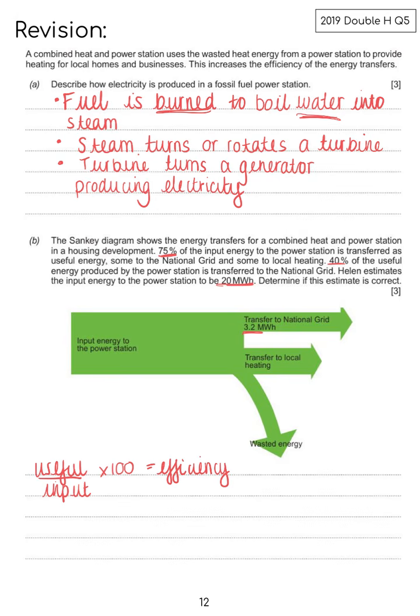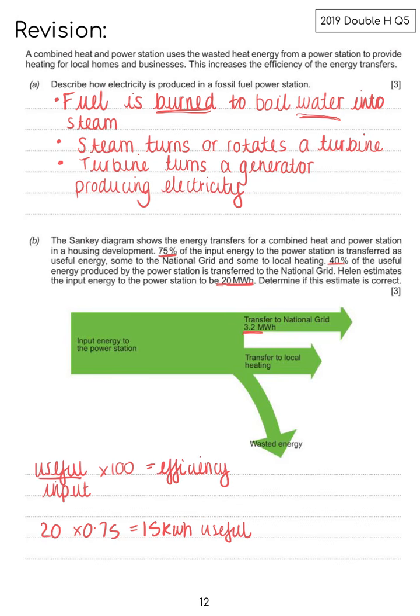So I'm going to start with what Helen thinks it is, work through to the answer and see if I get an answer of 3.2. If I don't, she must be wrong. So I'm going to start with my 20 megawatt hours, and it says 75% is transferred as useful energy. So I'm going to times it by 0.75, which is the same as timesing it by 75 and then dividing it by 100, and I get 15 kilowatt hours, and that's our useful energy.